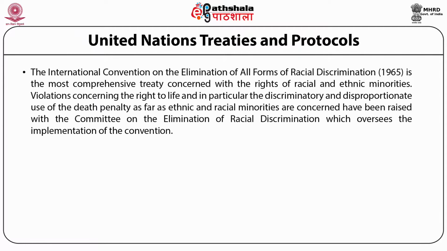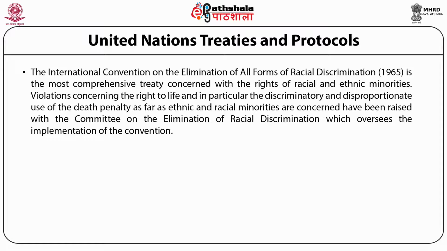The International Convention on the Elimination of All Forms of Racial Discrimination is the most comprehensive treaty concerned with the rights of racial and ethnic minorities. This convention protects the right to life of racial and ethnic minorities. Violations concerning the right to life, and in particular the discriminatory and disproportionate use of the death penalty as far as ethnic and racial minorities are concerned, have been raised with the Committee on the Elimination of Racial Discrimination. This committee oversees the implementation of the convention.